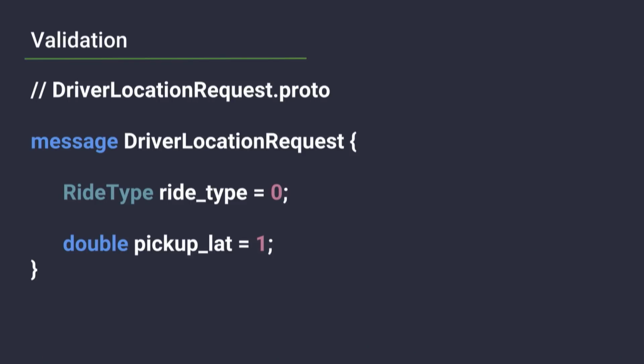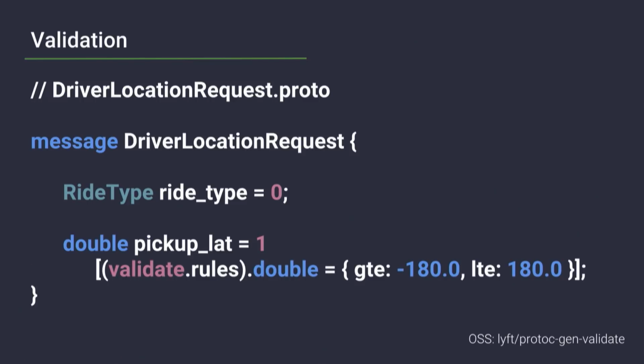Natively, protobuf doesn't really provide support for guarding against this. It basically just happens whenever you check against it. So we added this concept of validation rules. That's actually open sourced on GitHub by Lyft, which you can check out. The name of the project is at the bottom right. We can add these validation rules to double, and for example, we can enforce that this is greater than -180 and less than +180.